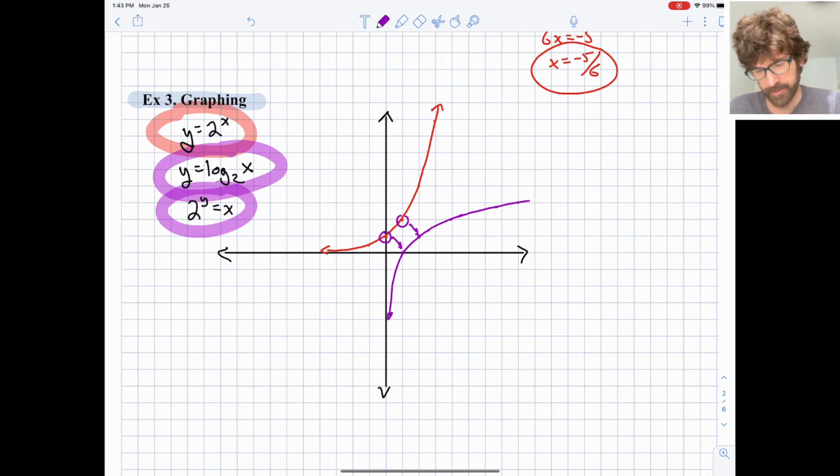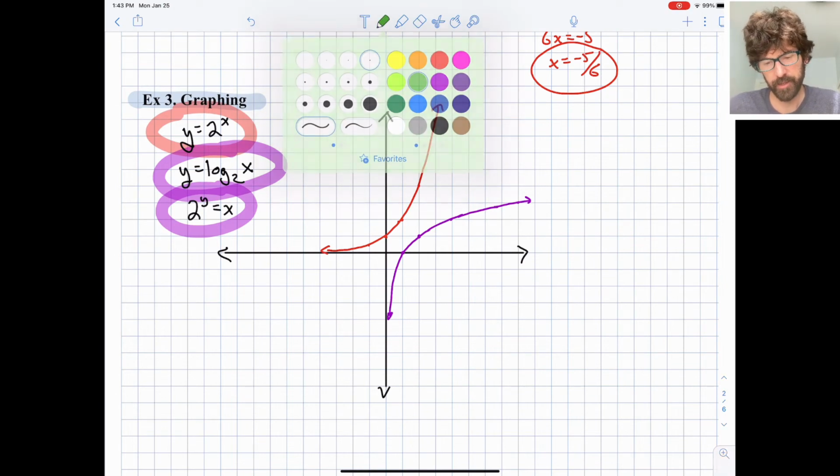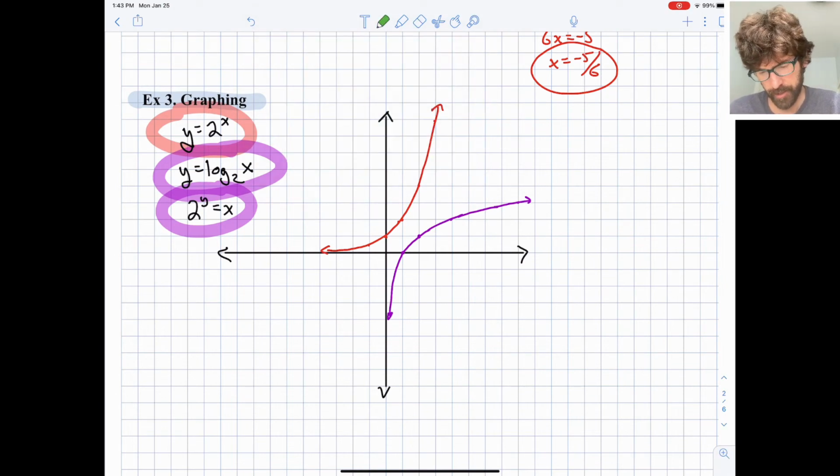Has a y-axis as an asymptote. Let's clean this up a little bit. And you should be able to see that it's a mirror image. It's symmetrical. My red and purple graphs are symmetrical across this y equals x diagonal line. Okay, so that's what it means for two functions to be inverses of each other. They're symmetrical across that line.